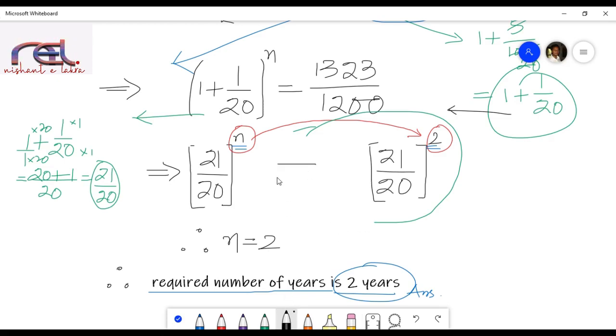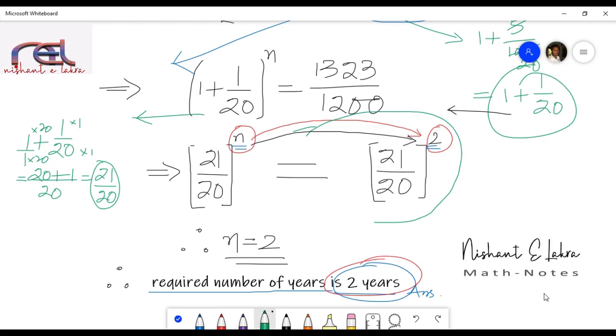I think 21 by 20 to the power n is equal to 21 by 20 to the power 2. So now you see that n is equal to 2, right? And therefore the required number of years is 2 years. So this is the answer. I hope you have understood this. Keep learning, keep practicing, and go back through the video. You will understand it much better.